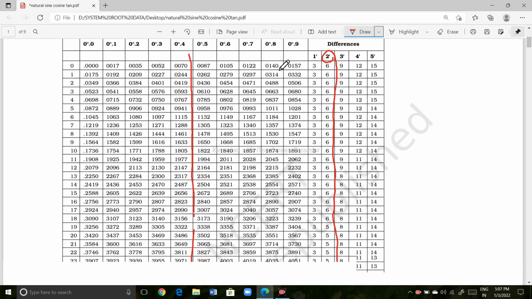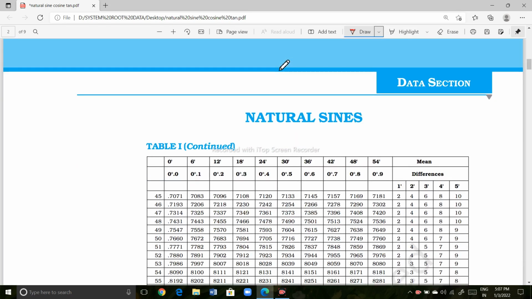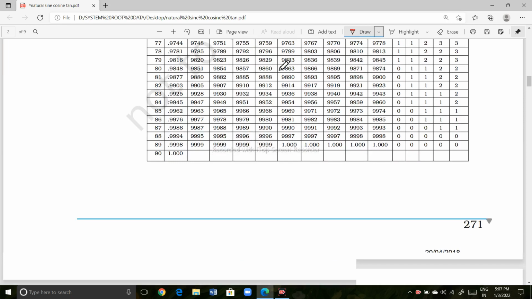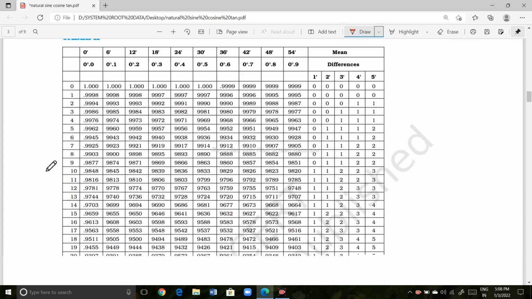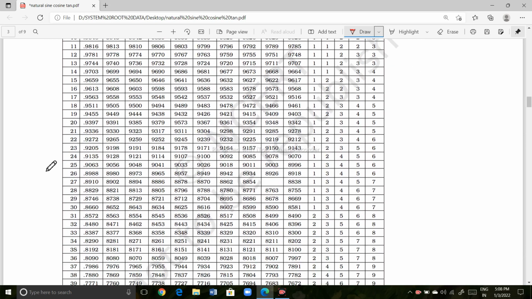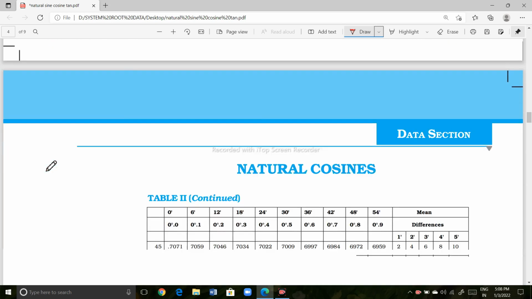Okay, this was the question for sine. Now let's go to cos. We'll go to the table for cosine, so we get natural cosine. Let's take a question. Again, let's say you are given cos theta is equal to 0.4457. Find theta. So let's again check the table and see where we can find that. So 0.4457, just searching for that.